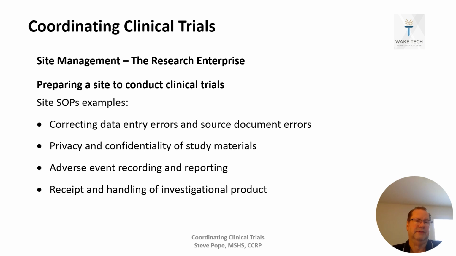Adverse event recording and reporting. That's really important. So how do you record those? Do you record adverse events on a log, and then you circulate that log to the principal investigator for the principal investigator to assess causality and severity on that? Or do you do it in some other fashion? Who reports that? Who reports serious adverse events to the sponsor? How's that done?